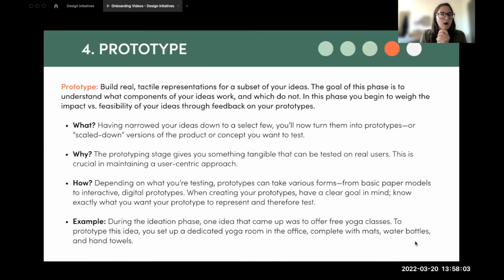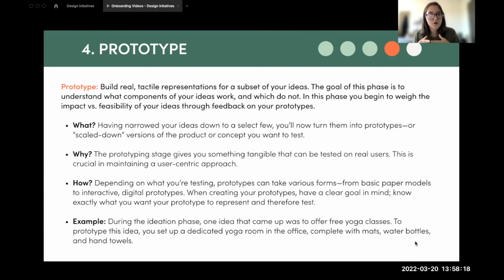So prototype. You're going to be building real tactile representations for a subset of your ideas. The goal of this phase is to understand what components of your ideas work and which do not. In this phase, you'll begin to weigh the impact versus feasibility of your ideas through feedback on your prototypes.